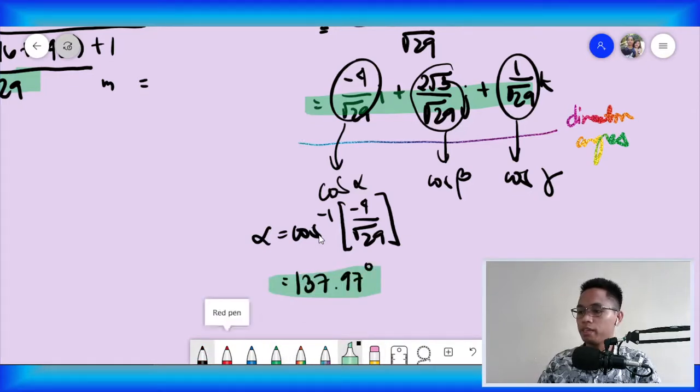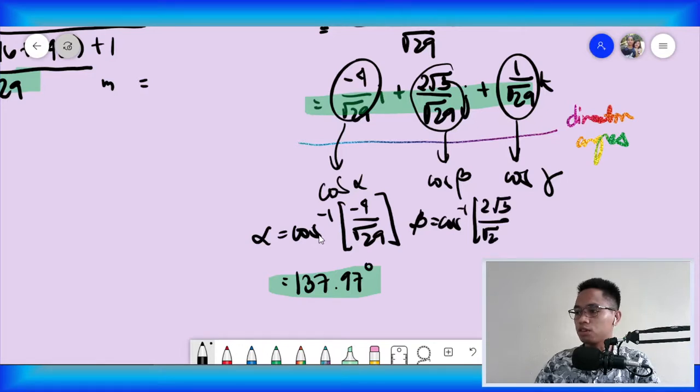How about our beta? Our beta is just simply the arc cosine of 2 square root of 3 over square root of 29. It is positive, so obviously that would be less than 90 degrees. The result is 49.96 degrees, so less than 90 degrees.